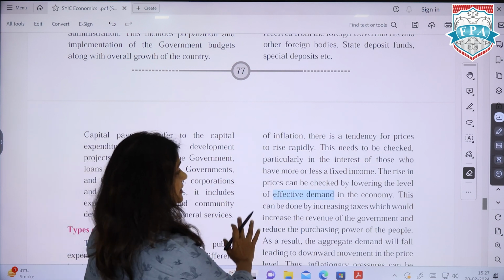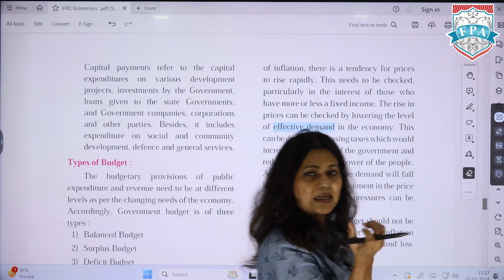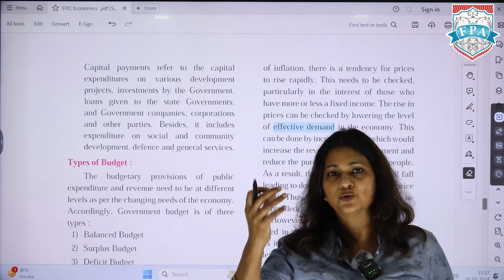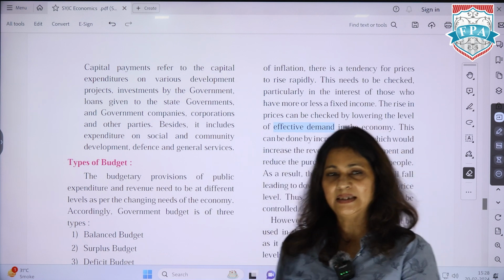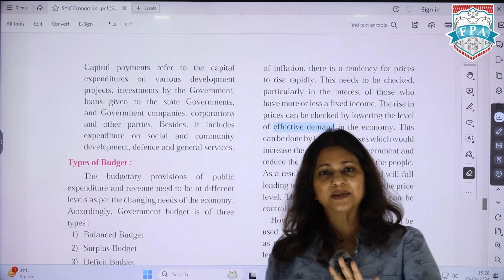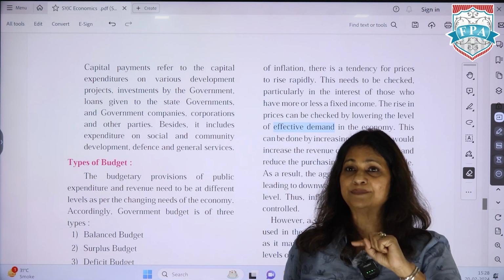This can be done by increasing the taxes, right? इंसान के हाथ में taxes अगर बढ़ा दोगे तो उसकी disposable income कम हो जाएगी. मतलब अगर वो 100 रुपये कमाता था, पहले 30% tax था, तो 30 rupees tax में जाता था तो उसके पास 70 rupees बचते थे.